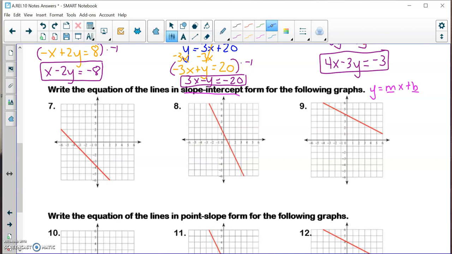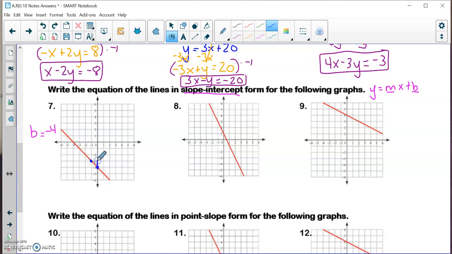The easiest way to identify the y-intercept is just to see what point this crosses the y-axis, which in this case would be -4. So my b is -4. And now I need to pick 2 points on my graph. We've found slope from a graph before. Picking 2 points on my graph, it does not matter which 2 points.